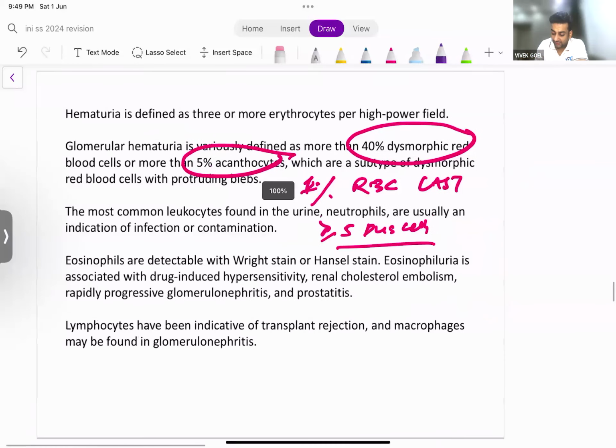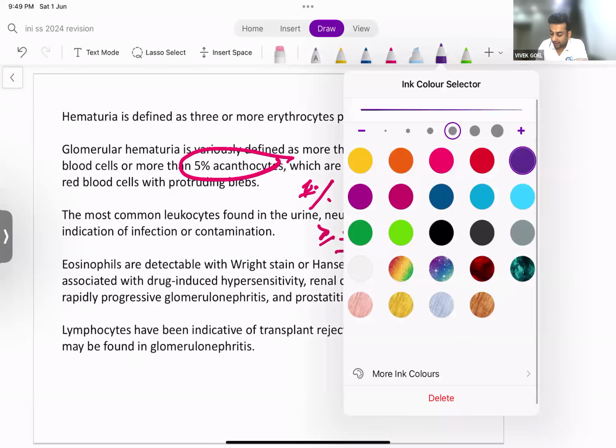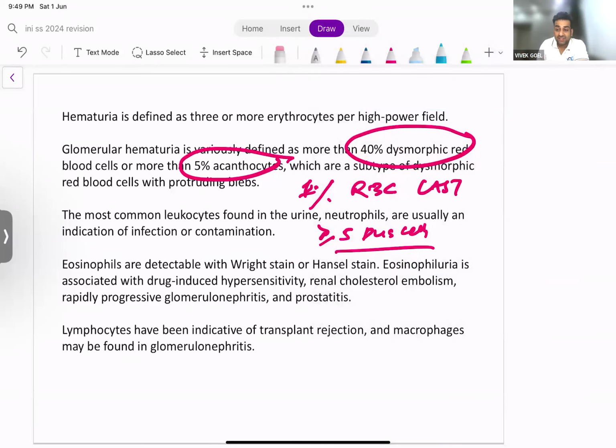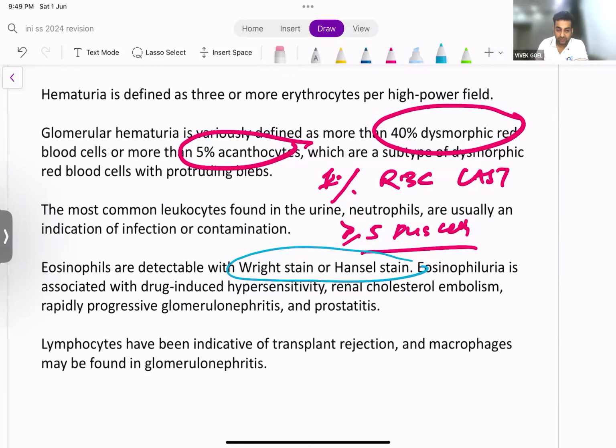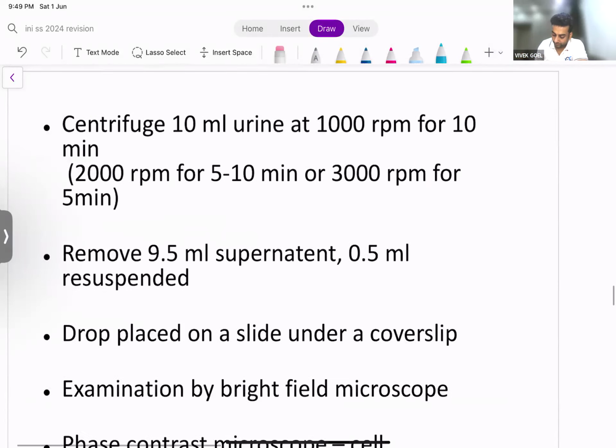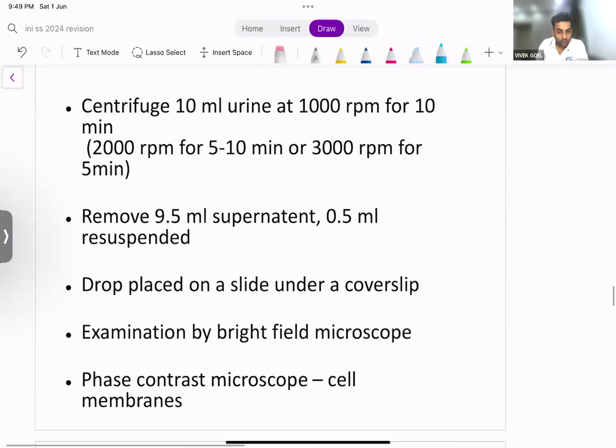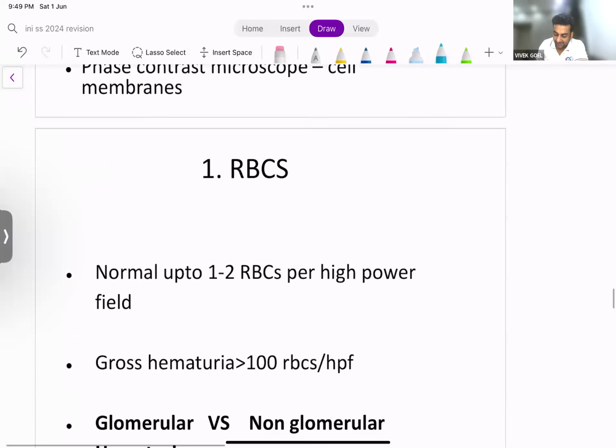Now, eosinophils. There could be eosinophiluria present in the urine, which is detectable with a Hansel or a Wright stain, which is typically seen in interstitial nephritis, in cholesterol embolism, in glomerulonephritis, and even in prostatitis. This we've already mentioned and discussed in detail.